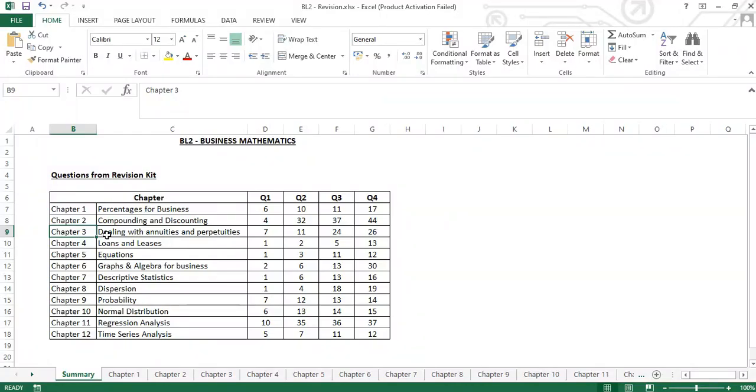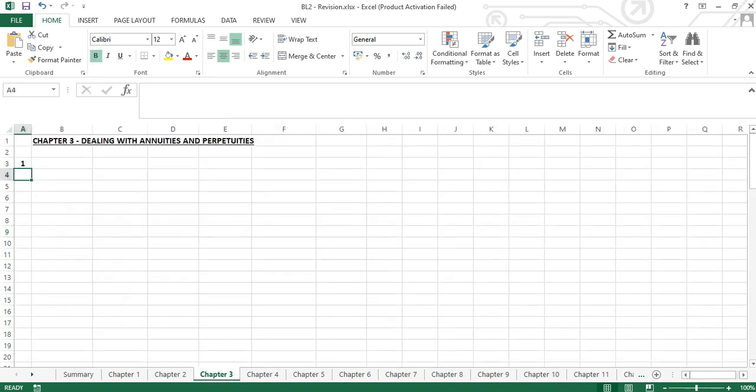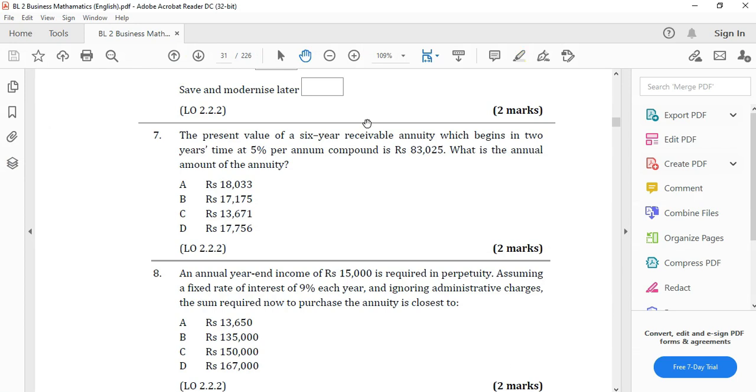Okay, next let's look at chapter 3 where we have 4 questions starting with question 7. So question 7 in your revision kit. The present value of a 6-year receivable annuity that begins in 2 years' time, at 5% per annum compound, is 83,025. What is the annual amount of the annuity?